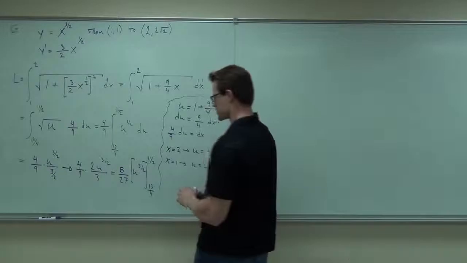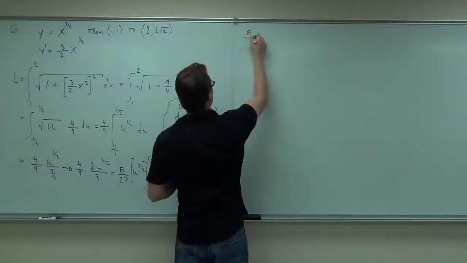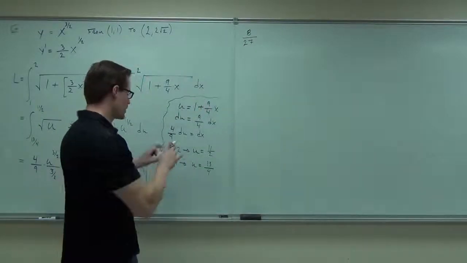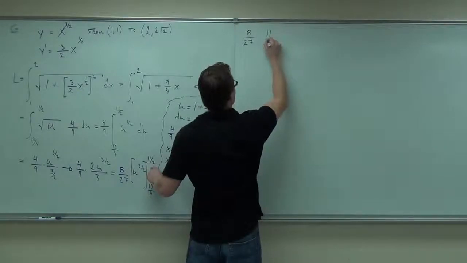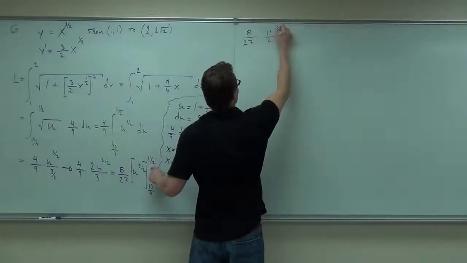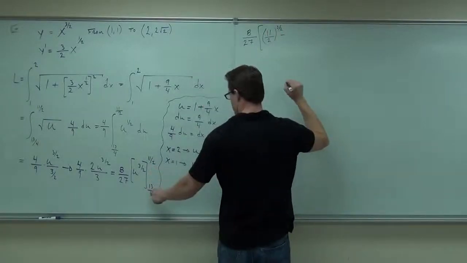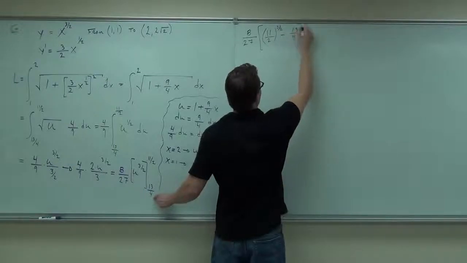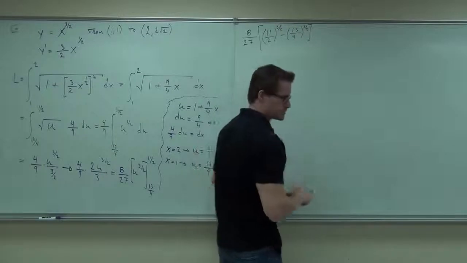Let's see what that thing works out as. So, 8 over 27. What do you say we leave that up front and don't deal with it for right now? Let's just plug in 11 over 2 to the 3/2, and 13 over 4 to the 3/2.